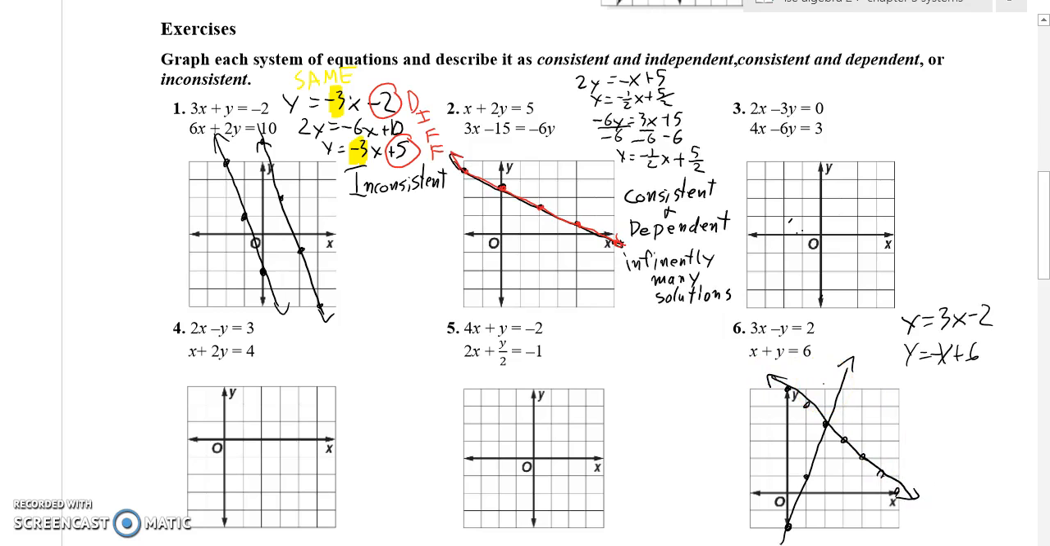This is a consistent and independent system, which means there is one solution. That solution is the point where the two lines intersect. That one point is our solution, our only solution, and there you go.